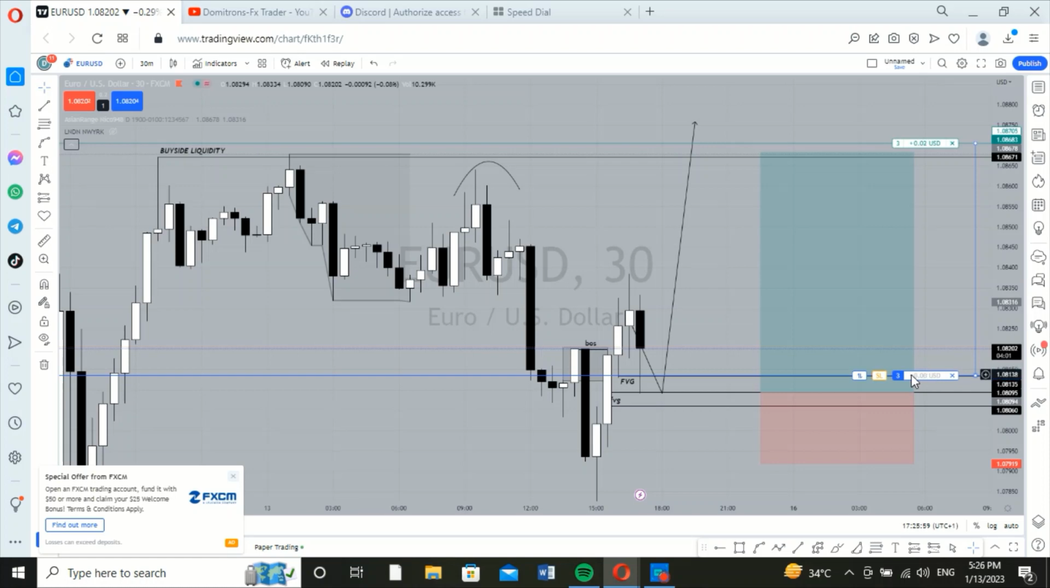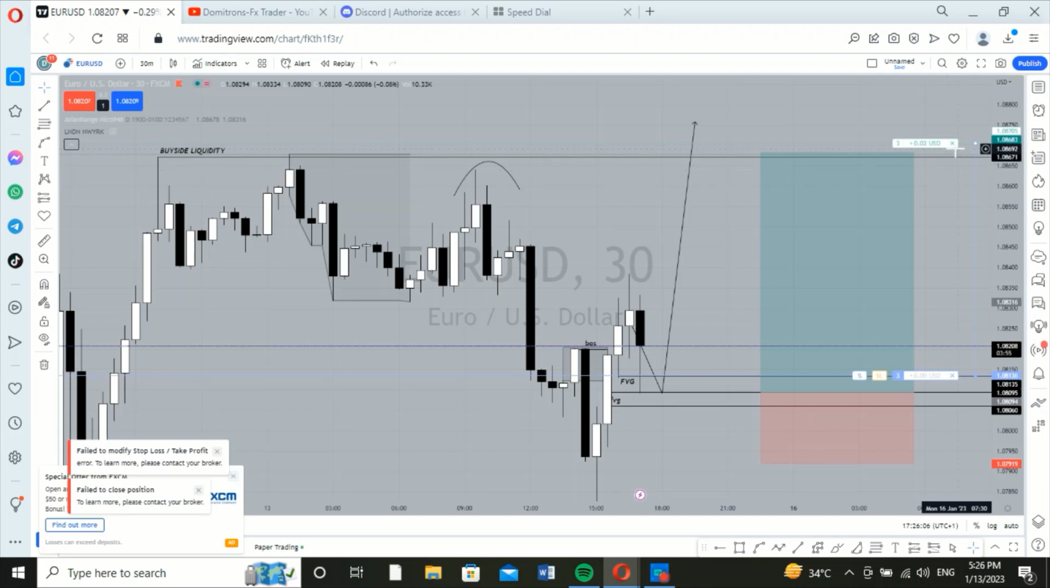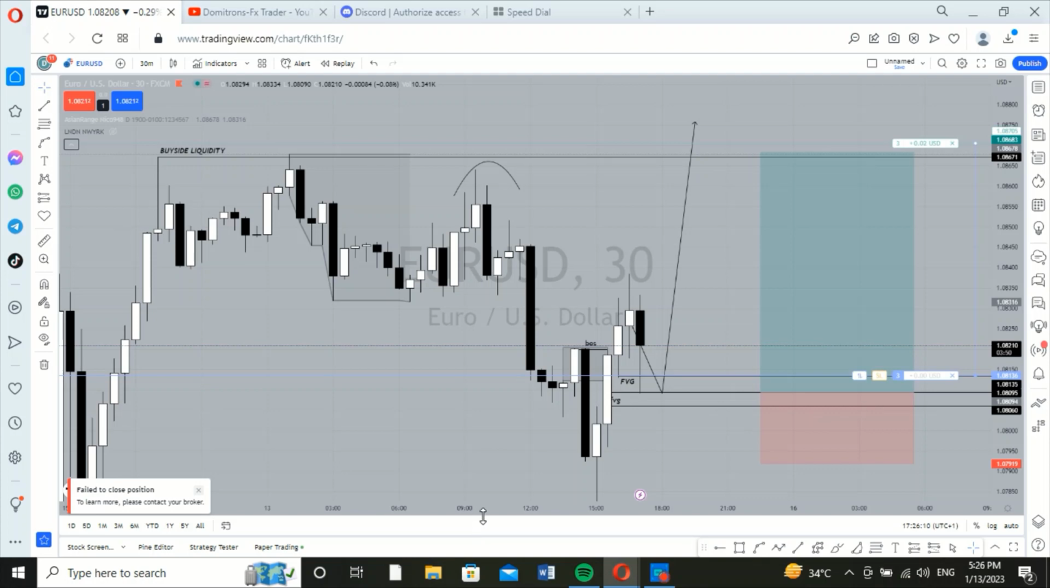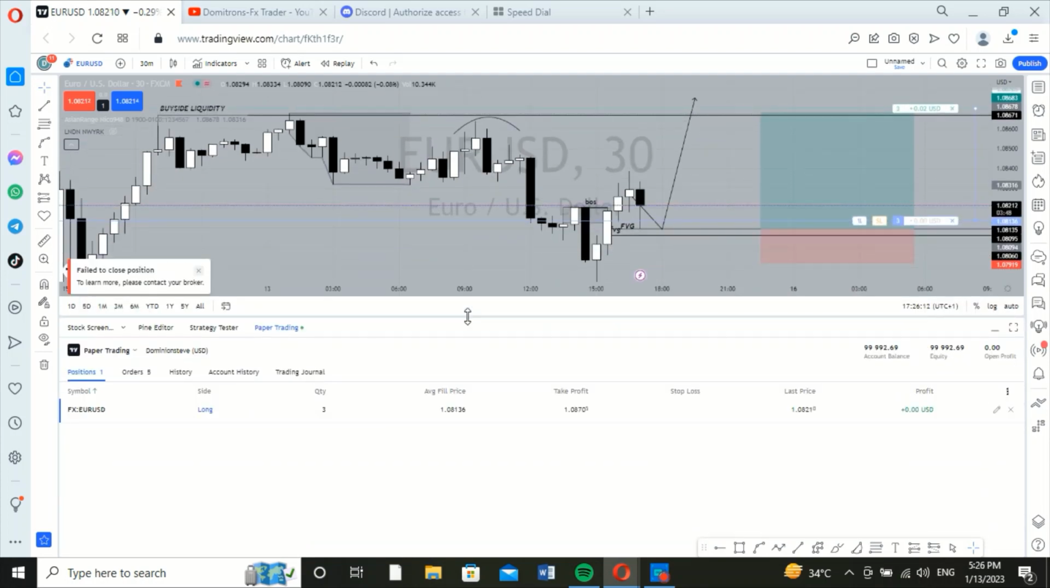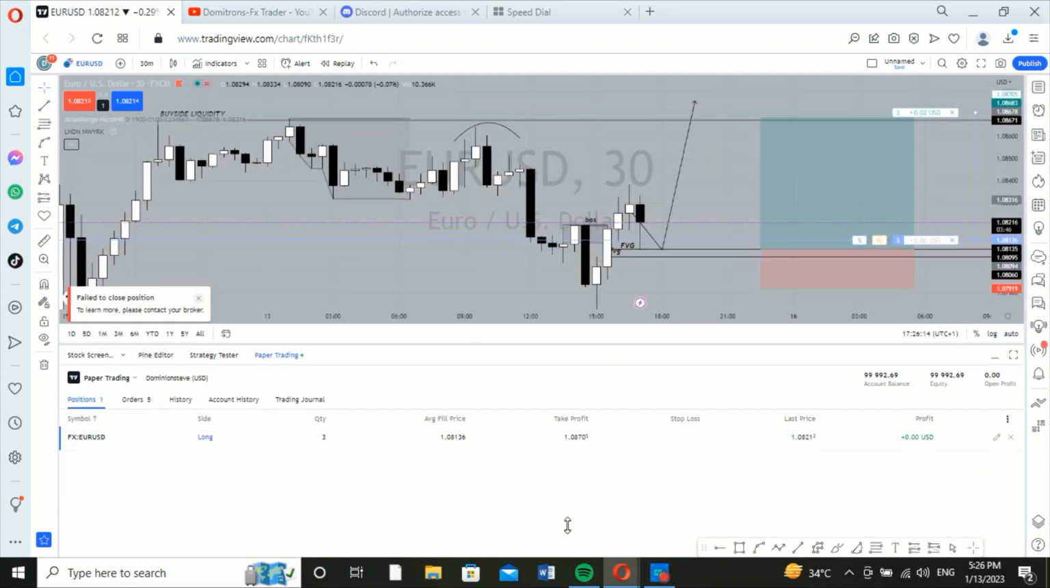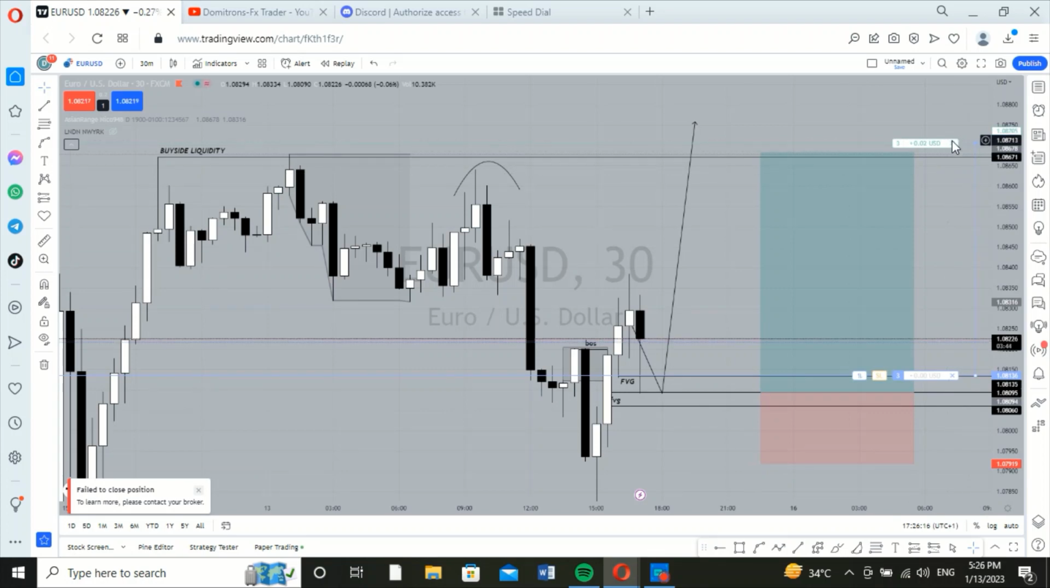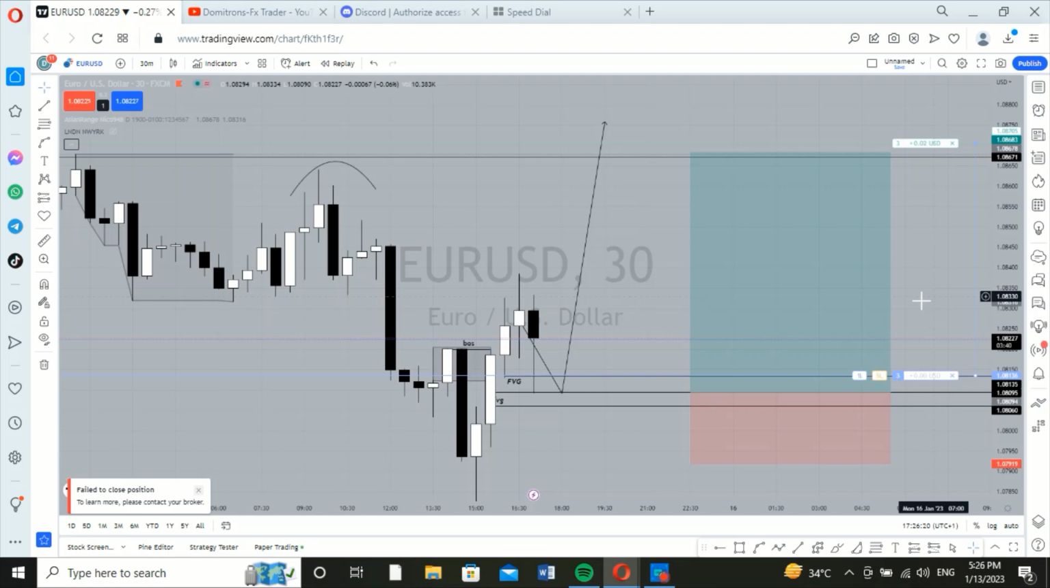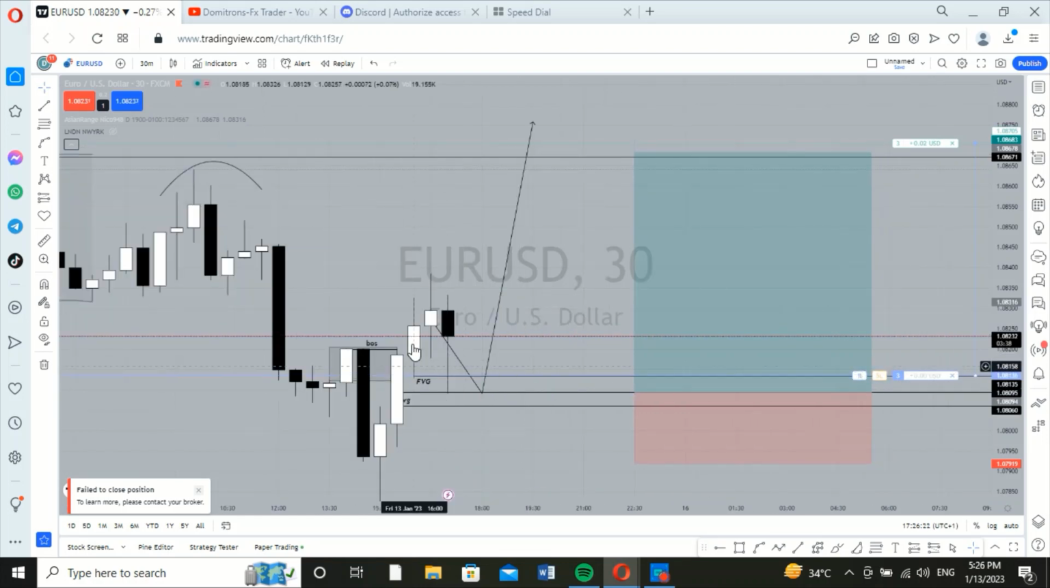I don't know why this is not displaying anything. So we just take it out, okay? Just take them out. So it failed to modify, I don't know. So we see how far it goes. I can't see any profit or loss right here. So this is just paper trading. I didn't take this on my live account, but I'm showing you guys a live analysis right there. It trades into a fair value gap, and we see it running higher.